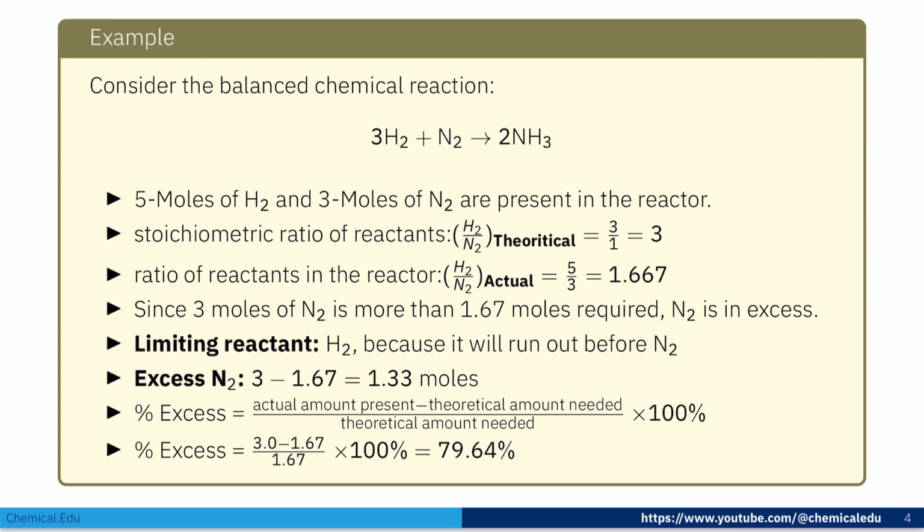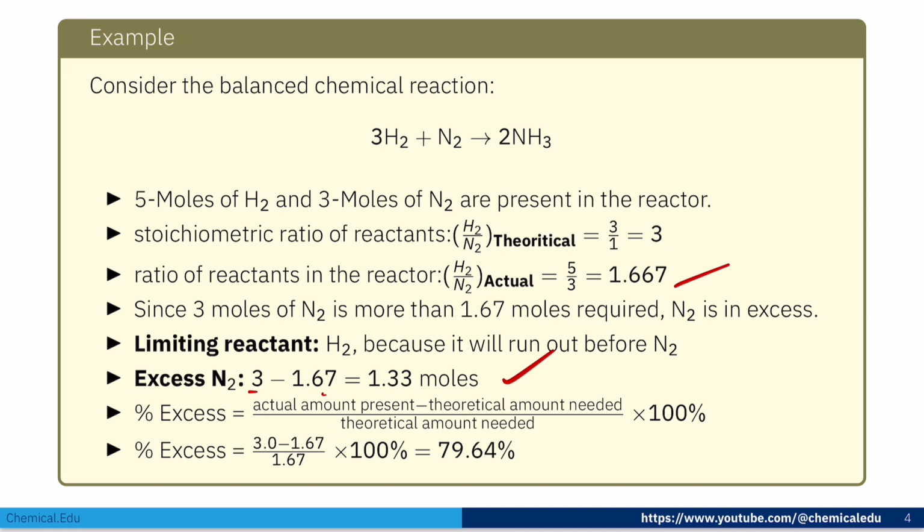We already know that the theoretical amount of nitrogen needed is 1.667, but originally 3 moles of nitrogen are present in the reactor. So what will be the excess? 3 minus 1.667 is equal to 1.33 moles.